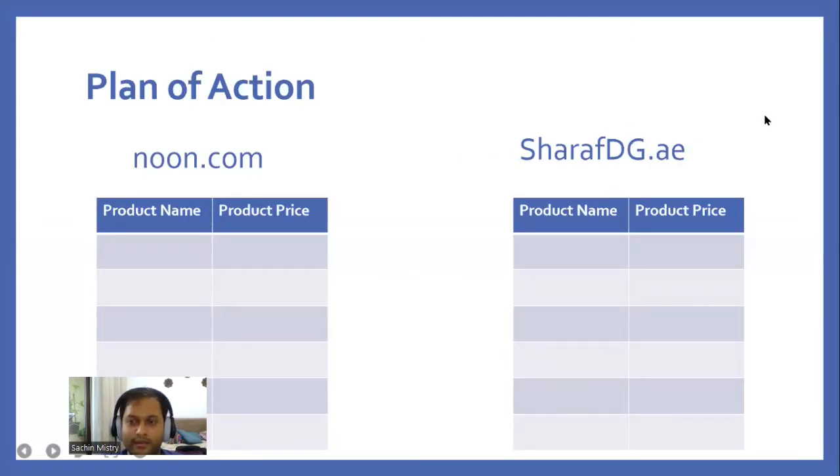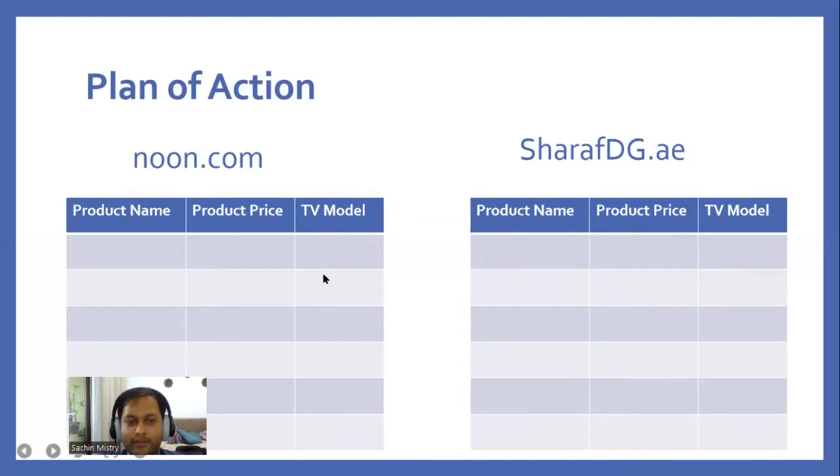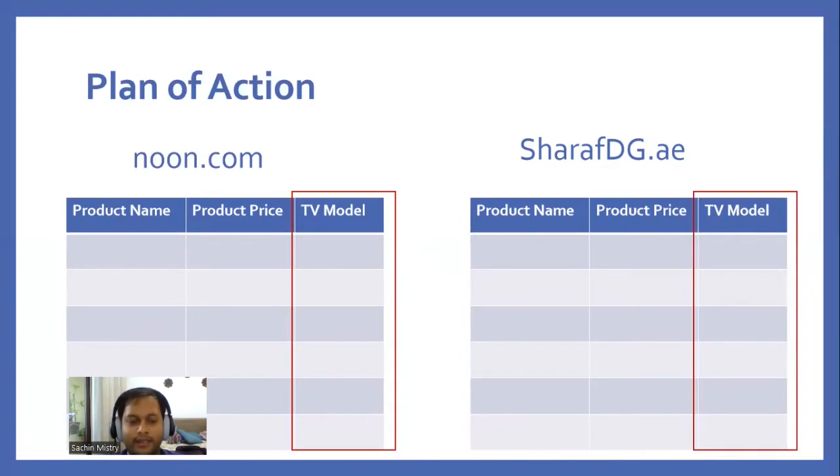Now the idea here is, if we want to match the prices, we need to see which of these products are matching in SharafDG and then compare their prices. For this, we need a TV model number from both of the websites, which we can use to join and see which TVs are available in Noon and not available in SharafDG, and vice versa. In case some TVs match in both the websites, we can compare their prices and see whether the price is right or wrong.